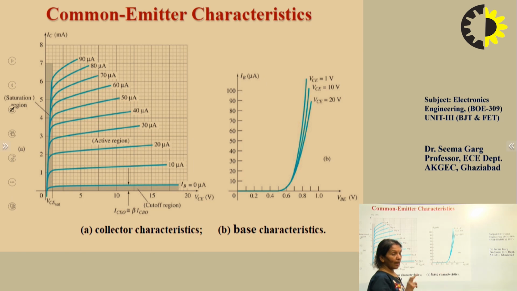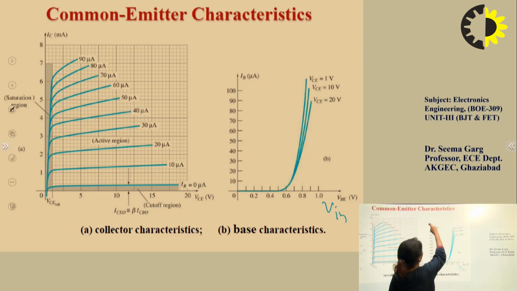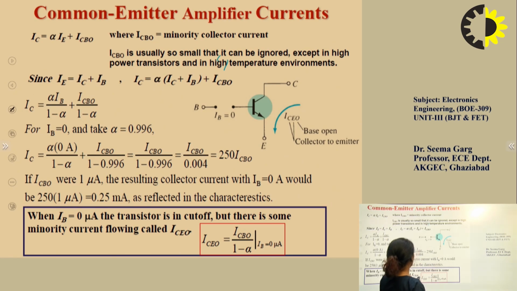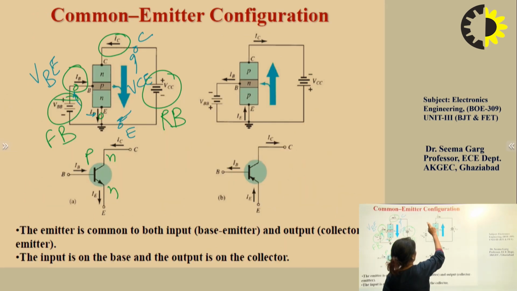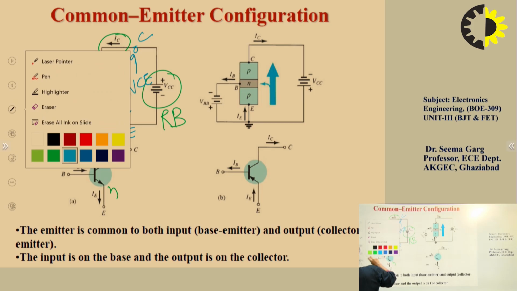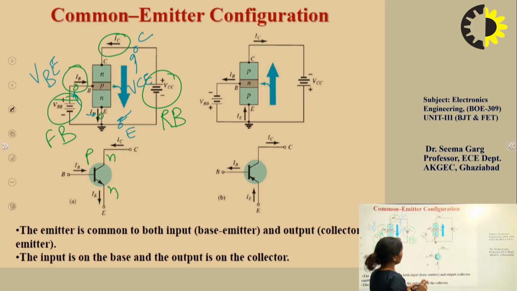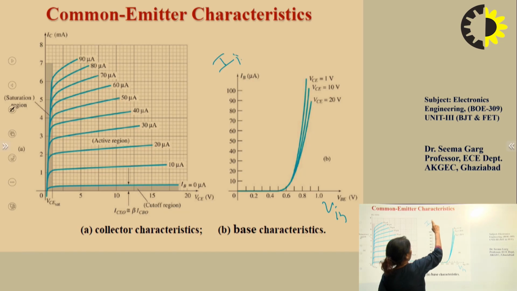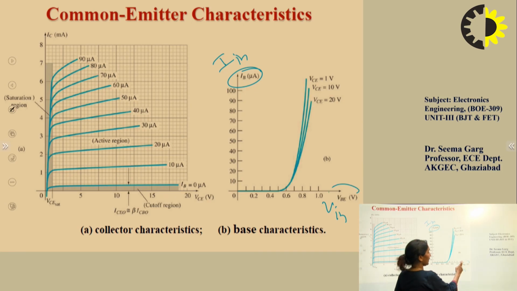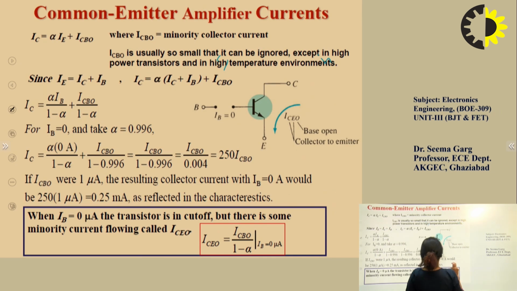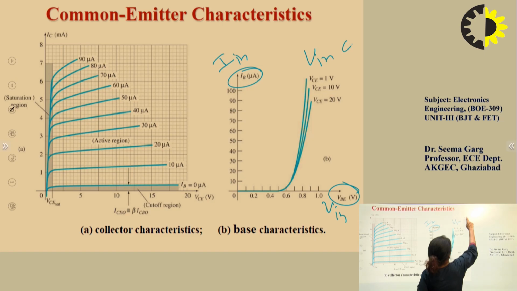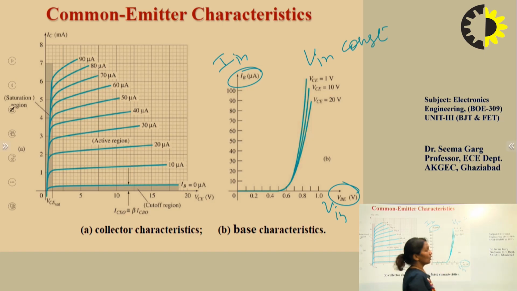So the input characteristics should be drawn between the input voltage and input current, which is the input current IB in case of the common emitter amplifier, and the input voltage VBE, keeping the output voltage constant. So initially keeping VCE equal to 1 volt.